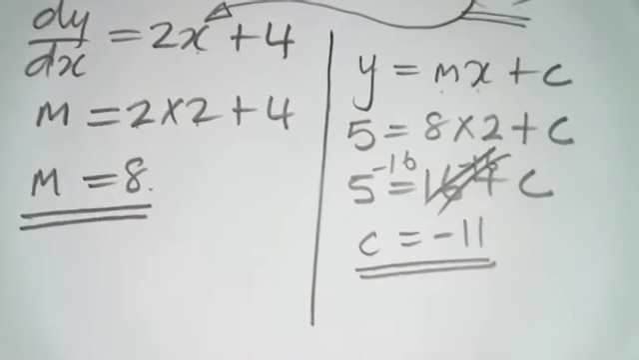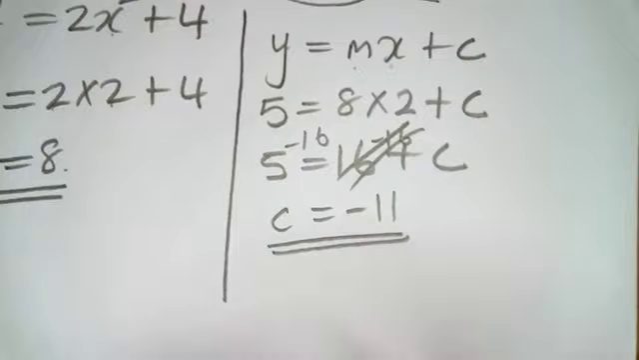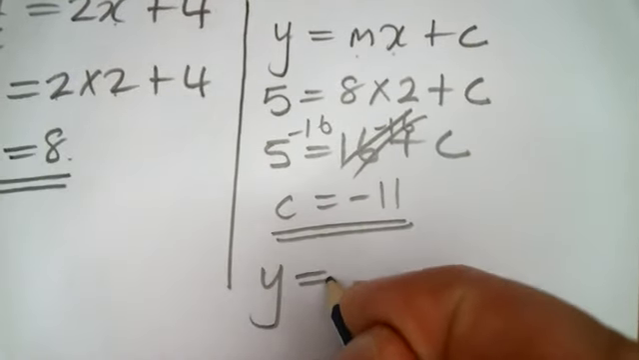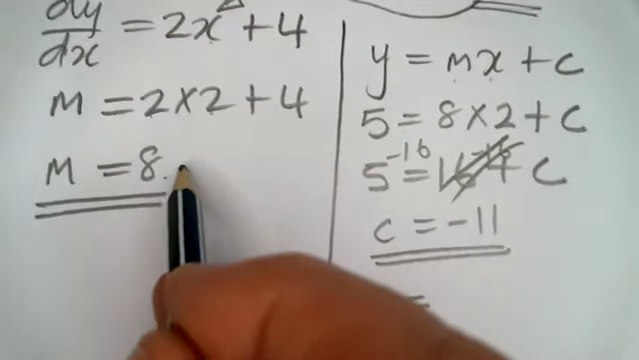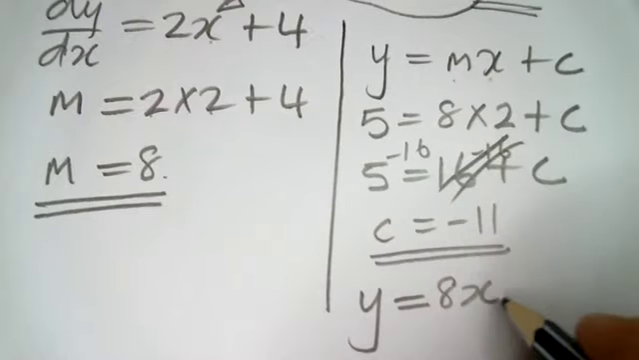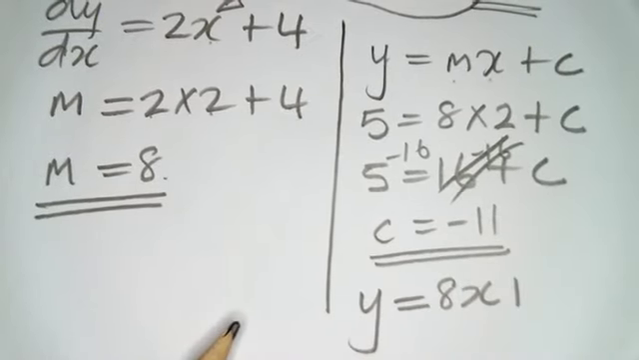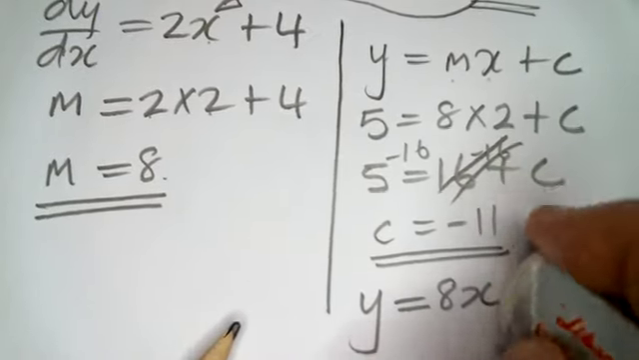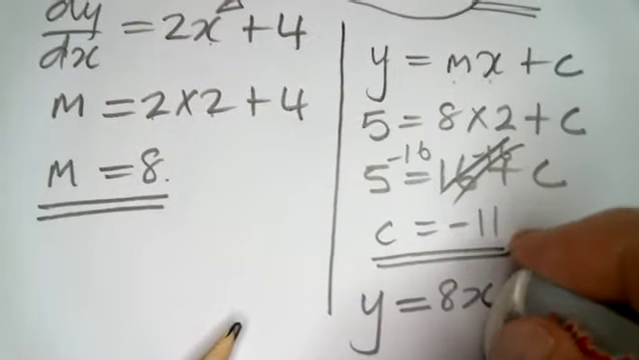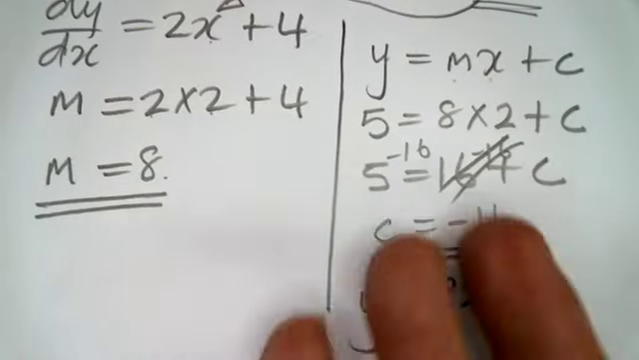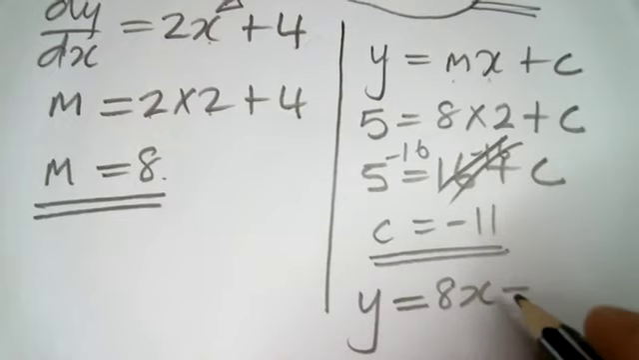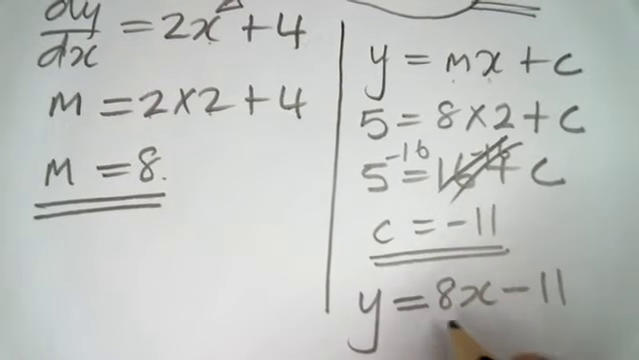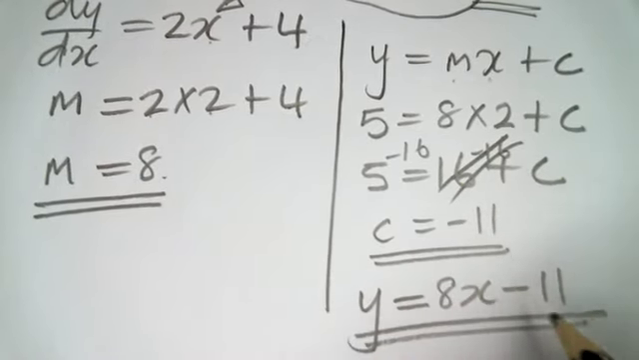So now we're ready to restate the entire equation. Here it is. y is equal to, well, we need the m value. It's going to be 8x plus, in this case, sorry, minus, because the c value is negative. There it is. A bit clearer. Positive 8x minus 11. Now, that is the equation.